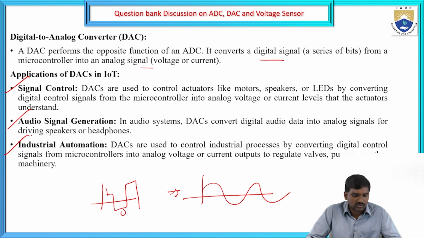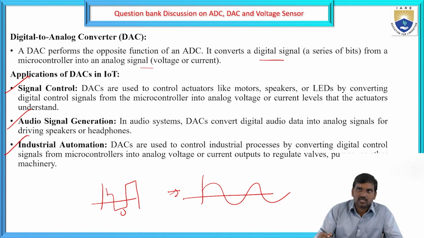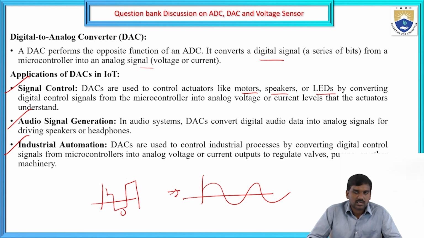Signal control is used to control actuators like motors, speakers or LEDs by converting digital control signals from the microcontroller into analog voltage or current levels that the actuators can understand.